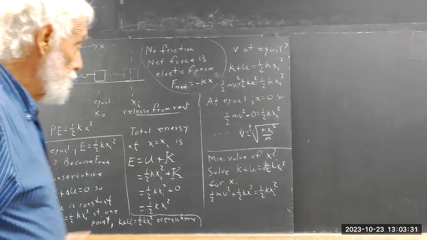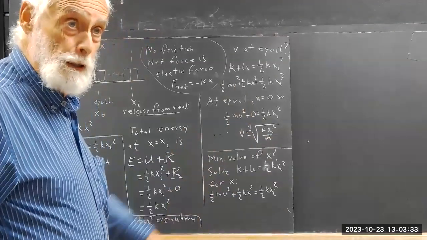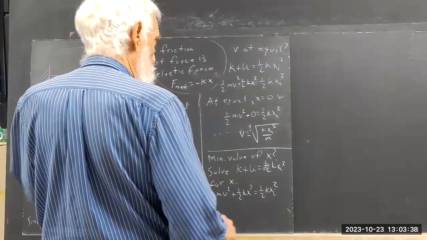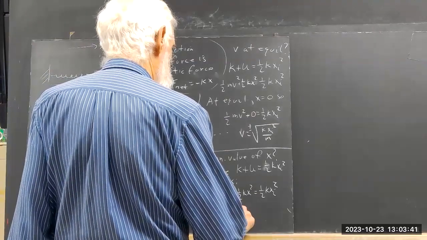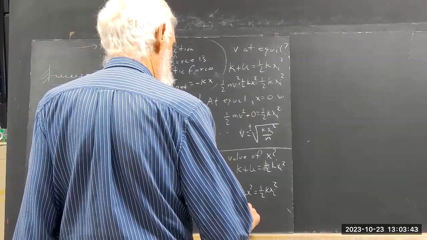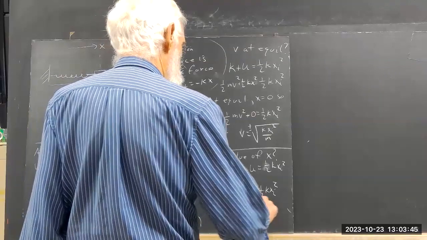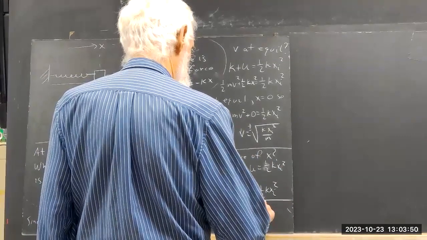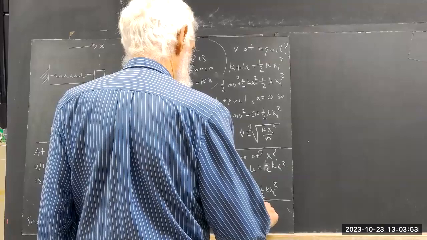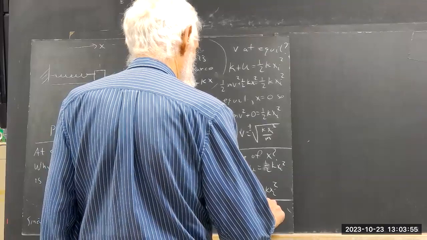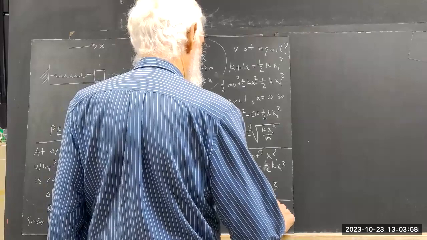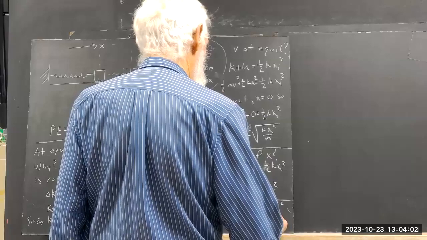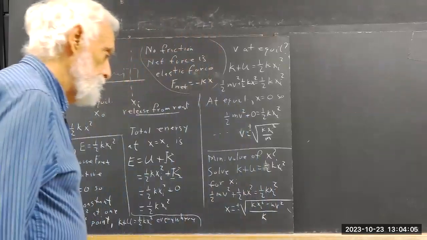And we want to solve for x. Well, it's real easy to solve for x. All the 1/2s multiply out. We'll multiply everything by 2. And we're going to get x equals plus or minus the square root of kxi squared minus mv squared over k.